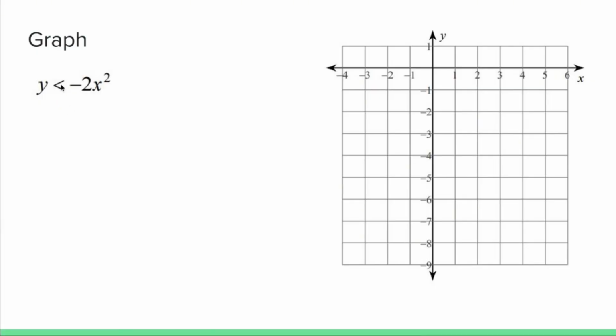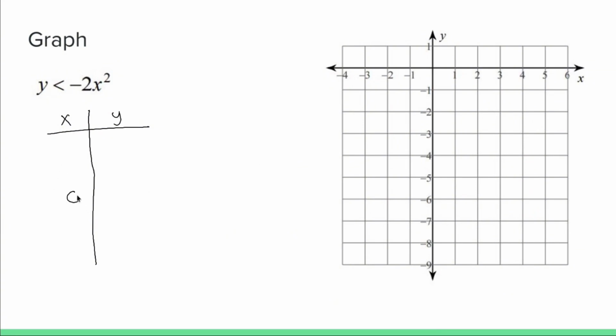Graph y is less than negative 2x squared. In order to graph this, we need to have a good idea of what negative 2x squared looks like. So let's pick a couple x values, get a couple y values, and see what happens. Now, since there's no adding or subtracting or anything like that, and it's just x squared, I know my vertex is going to be smack dab right there at the origin. I'm not adding, I'm not subtracting, smack dab at the origin.